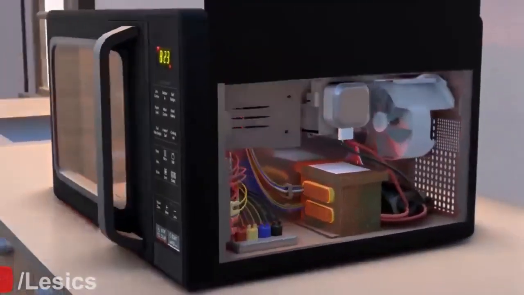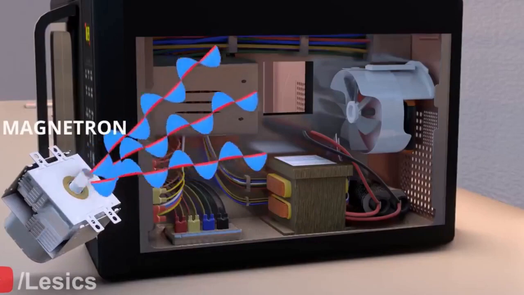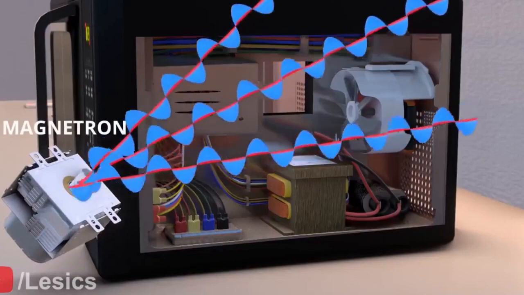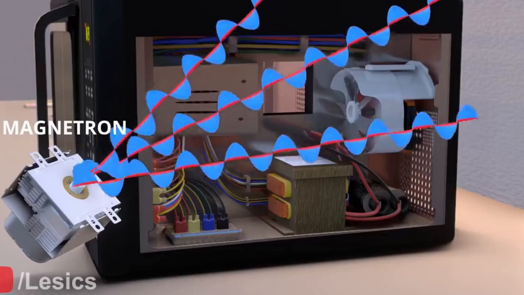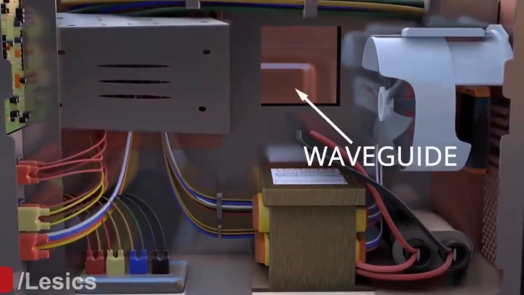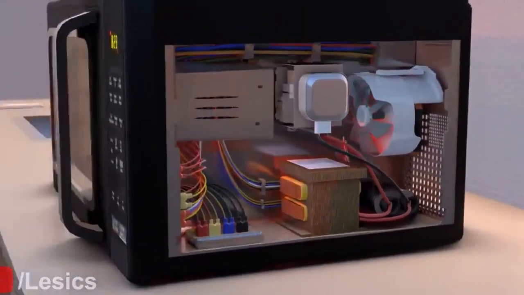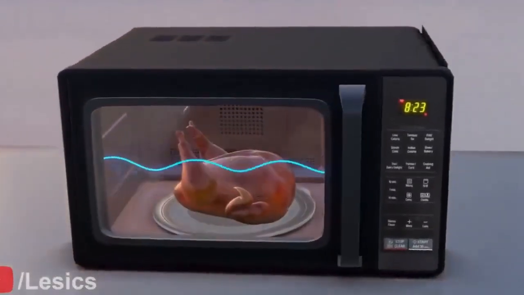The component responsible for producing microwaves is known as a magnetron. A magnetron emits microwaves in all directions. To confine the wave to propagate in one dimension, the magnetron is attached to the waveguide. From the waveguide, the waves come into the cooking chamber to heat food.